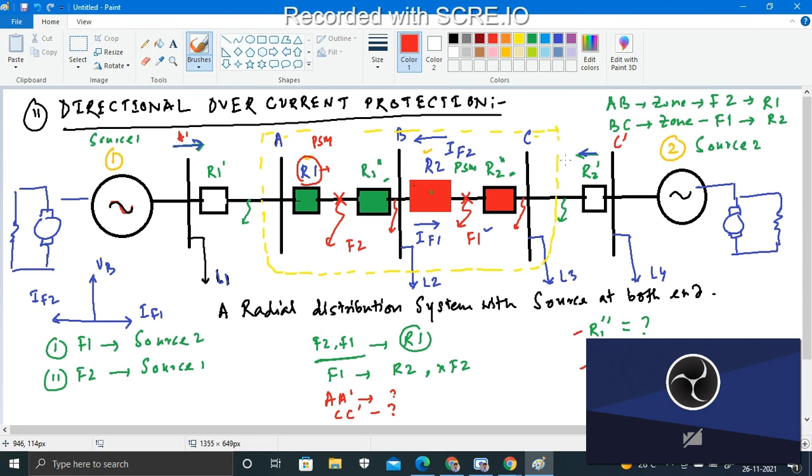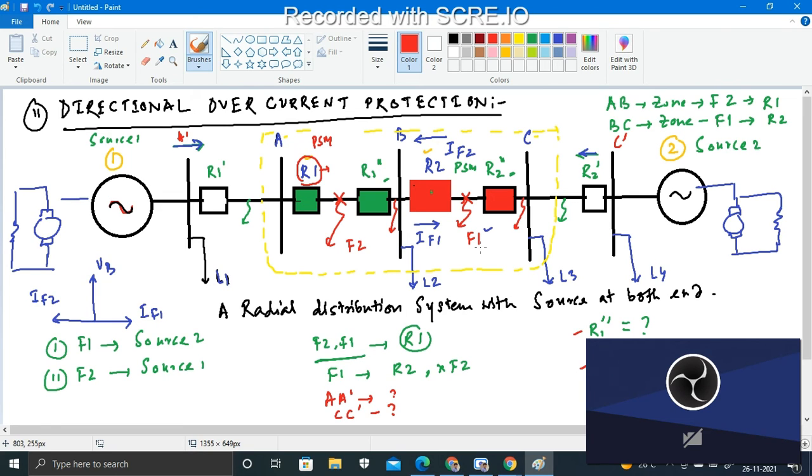It uses both the magnitude of the current and the phase angle information for decision making. It may happen that relay R2 senses the fault F1, or depending upon the PSM settings, R1 can sense the fault F1. That depends on the relay behavior and the plug setting multiplier of the relay, that is, the hardware implementation in the relay system.